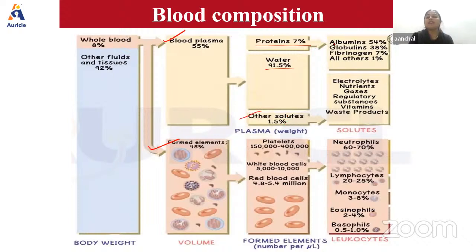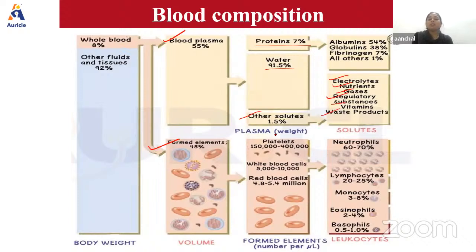Now in proteins, we have albumin, globulin, fibrinogen, and other. And these are the percentages. Albumin is present in the highest amount, that is 54%, globulin 38%, fibrinogen 7%, and the rest are 1%. Then in electrolytes, that is 1.5%. In solutes, we have electrolytes, nutrients, gases, regulatory substances, vitamins, and some waste products.